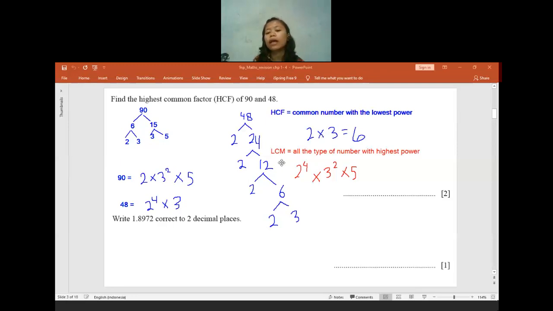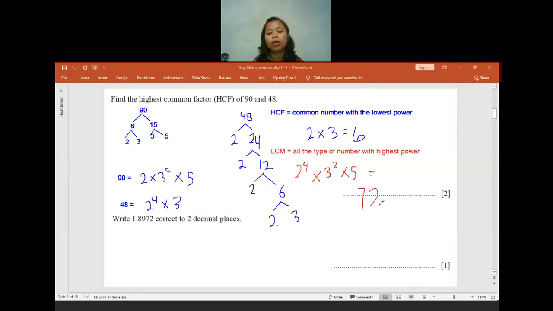Now, if finding the LCM, it means I need to take all the types of number in here. There are number 2, number 3, and number 5. And then I need to take the highest power. From number 2, the highest power is 2 to the power of 4. And from number 3, there are 2 options, 3 to the power of 2 and 3. I need to take the highest power. That's why I took 3 to the power of 2. And then last, I multiply it by 5. When we calculate it, it will equal 720.